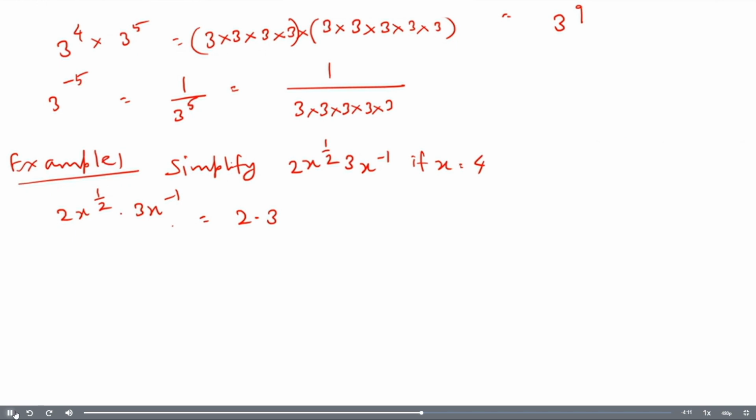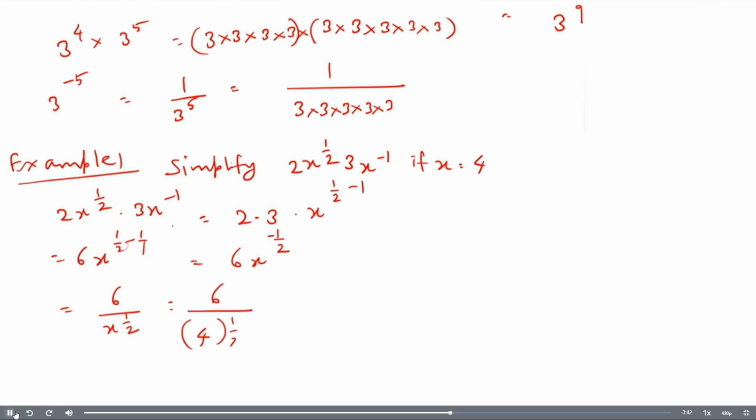2 into 3 into x to the power 1 by 2 minus 1. So it is 6x to the power 1 by 2 minus 1, that is equal to 6x to the power minus 1 by 2, which is equal to 6 by x to the power 1 by 2. Now x is equal to 4. So 6 by 4 to the power 1 by 2, which is 6 by 2 square to the power 1 by 2, which is 6 by 2, which is 3.